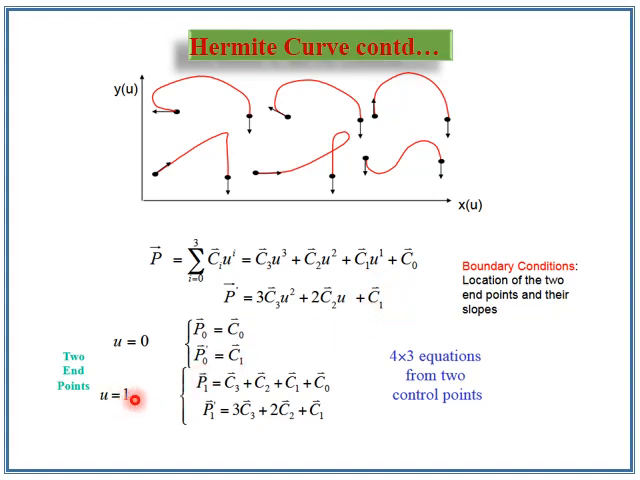And substituting u equal to 1 in this P equation, the P1 vector equals u, and instead of u we substitute 1. So 1 cube, 1 square, 1 power 1, all will be 1. So we will get C3 plus C2 plus C1 plus C0. And in the case of the P1 dash vector, we will get 3C3 plus 2C2 plus C1.